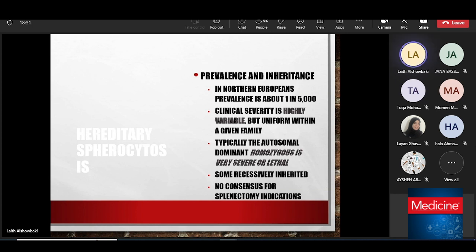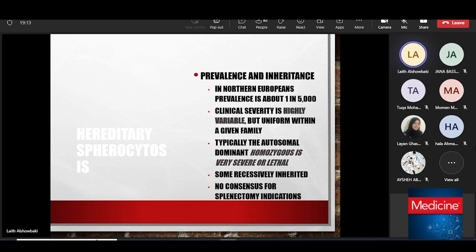Clinical severity is highly variable, but uniform within a given family. So people know because they have at least an uncle or an aunt or maybe one of the first-degree family members who have chronic hemolysis. You would expect that they would have the same clinical presentation, for example, if they require blood transfusion on a regular basis, or if the anemia is not so severe, or if they have recurrent gallbladder stones. So typically the clinical severity is similar among people from the same family.